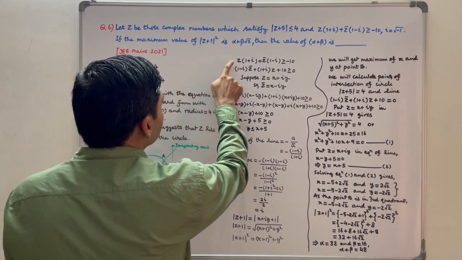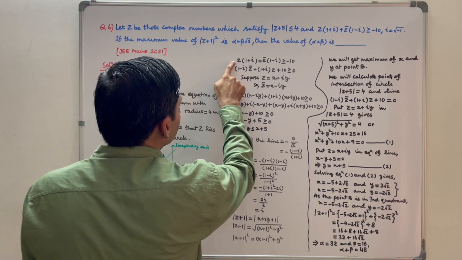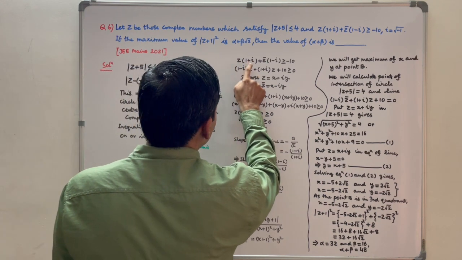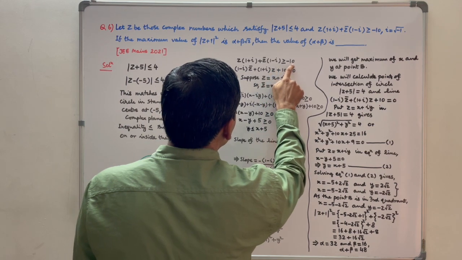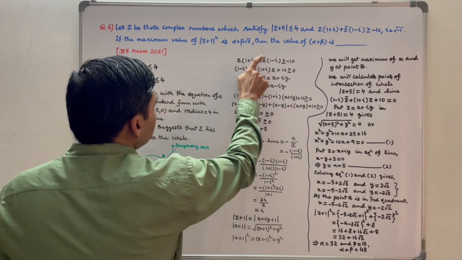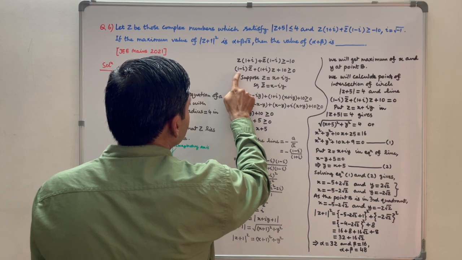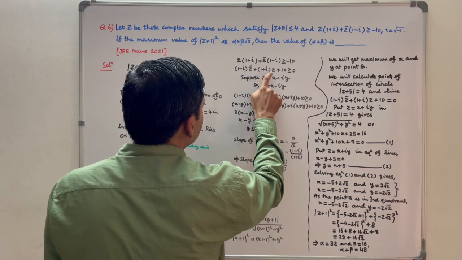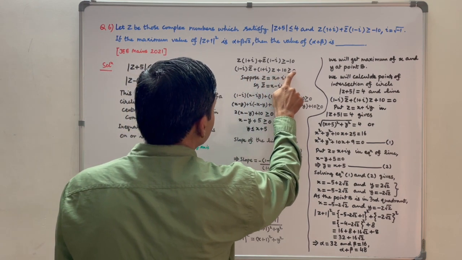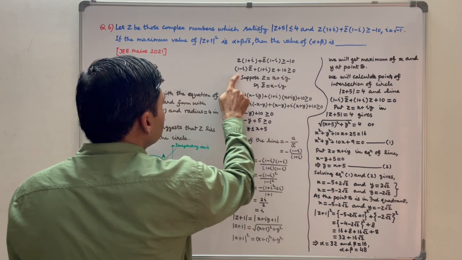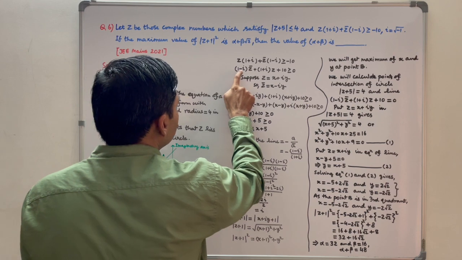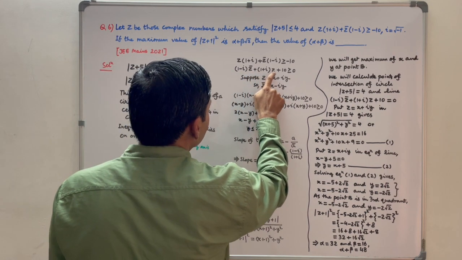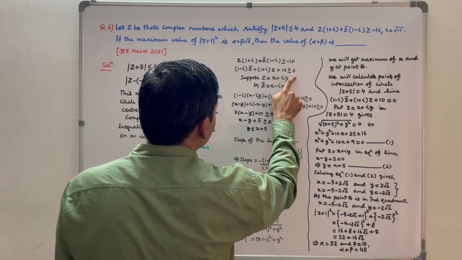Let us understand the meaning of second inequality. It is given as z into 1 plus i plus z bar into 1 minus i is greater than or equal to minus 10. We can rearrange the terms to get 1 minus i into z bar plus 1 plus i into z plus 10 is greater than or equal to 0. This matches with equation of a straight line in general form, which is given by a z bar plus a bar z plus b is equal to 0.